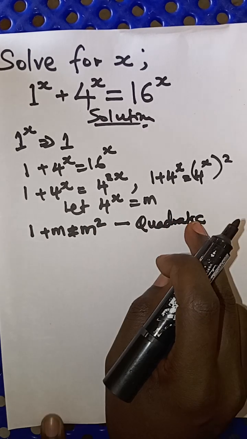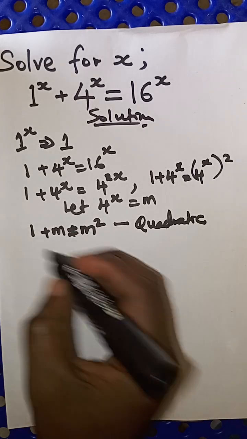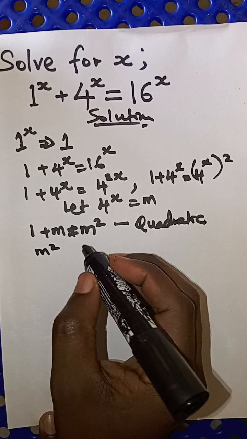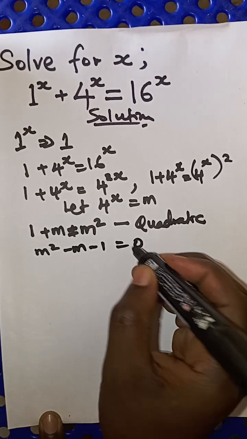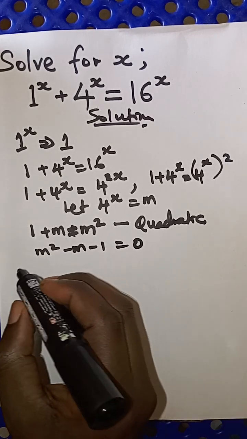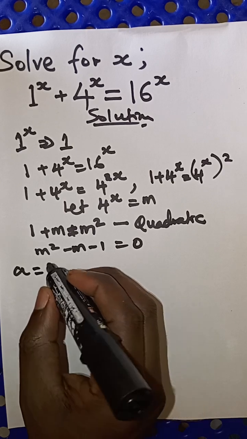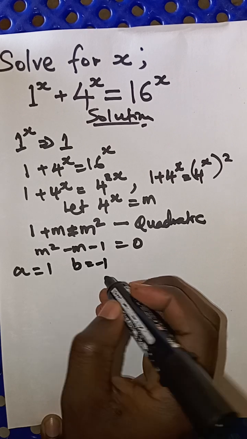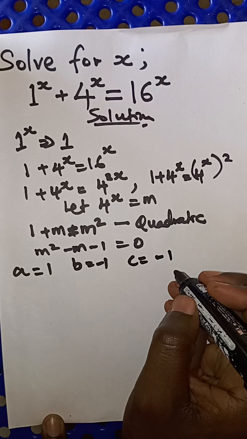meaning that for me to solve it, I'm going to use the quadratic formula, and rearranging it, I'm going to have m squared minus m minus 1 should be equal to 0. So for this case, it's easy to see that the coefficient of m squared, I'm going to call it a, is 1. Coefficient of m is negative 1. And my constant term is also negative 1.